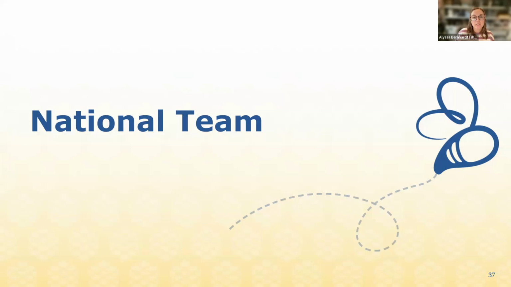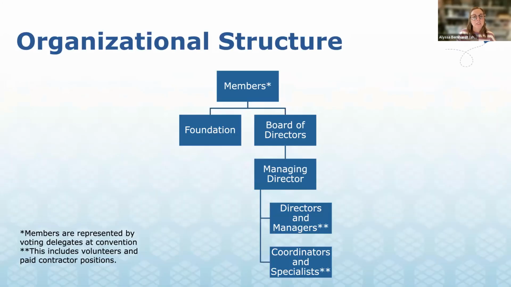But a final resource is the national team. So we have a headquarters team here. I wanted to show you guys what that looks like. This is the general organizational structure. Members are at the top. All of our members are represented by voting delegates at convention.